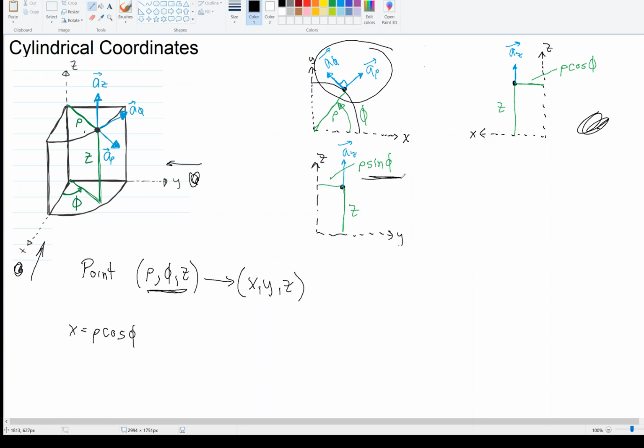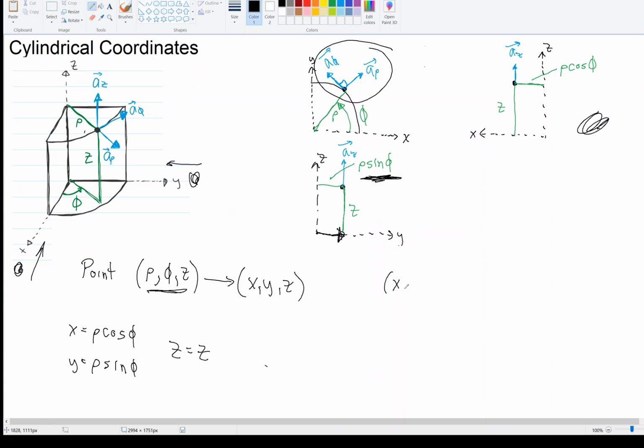Similarly, the length in the y direction is rho sine phi. What about z? Remember we started this video and said z is the ordinary z, so z doesn't change here. Nothing is changing with z. So that's how we can convert from cylindrical to rectangular or Cartesian.